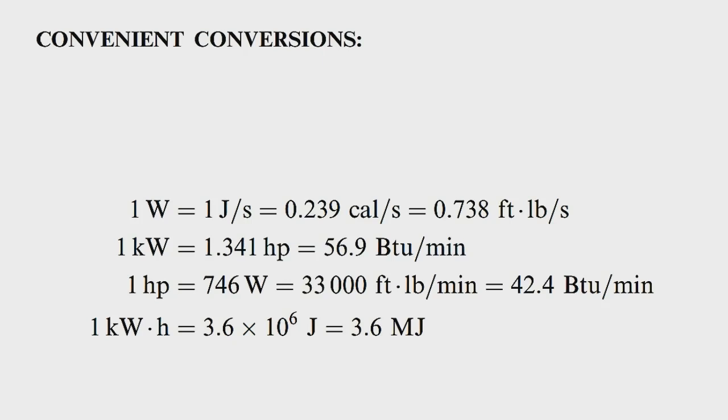And 1 horsepower is equivalent to 746 watts, or 33,000 foot-pound per minute, which is also equal to 42.4 British thermal units per minute. And 1 kilowatt hour is equal to 3.6 times 10 raised to the power of 6 joules, or 3.6 megajoules.